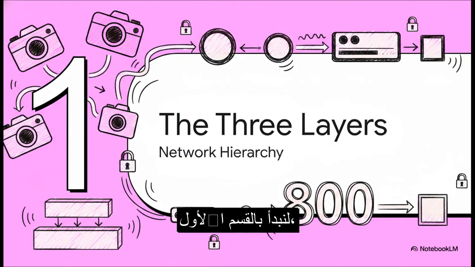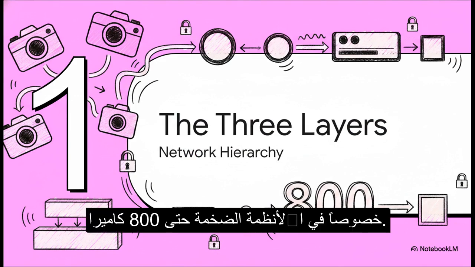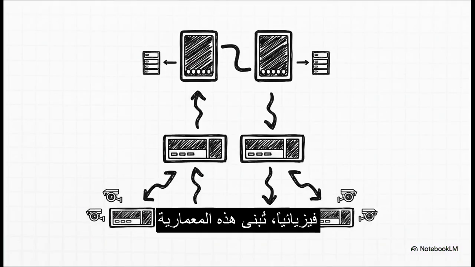All right, let's jump right into Section 1, the threat and 3 layers. We need to structure the network hierarchy to mitigate catastrophic failure, especially in massive systems of up to 800 cameras. Physically, this architecture builds out across 3 distinct stages on your site.